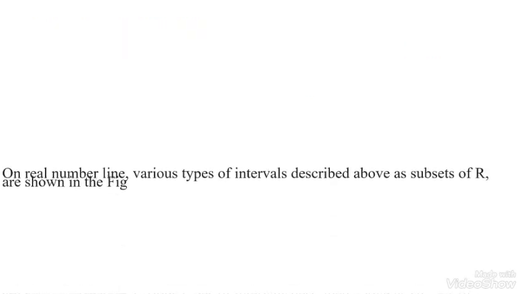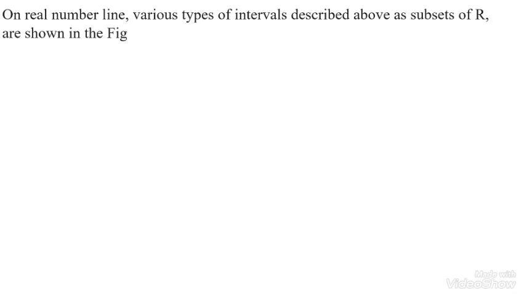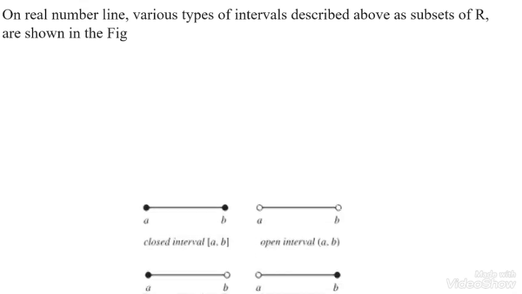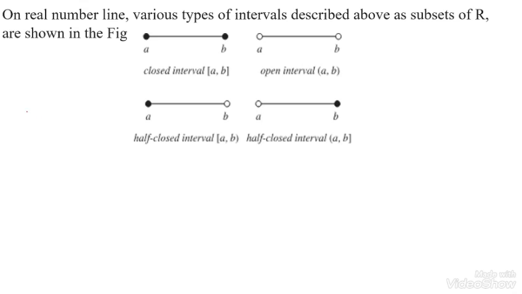Now let us move on to the concept of real numbers. The various types of intervals described above are subsets of the real numbers, as shown in the figure. Here the closed interval usually has black endpoints. The black endpoints denote the closed interval, meaning the endpoints are included. In the open intervals, the endpoints are not included. In half closed or semi-closed intervals, the black point represents the closed end and the white point represents the open end. Here this is the semi-closed or else this one is the semi-open interval.